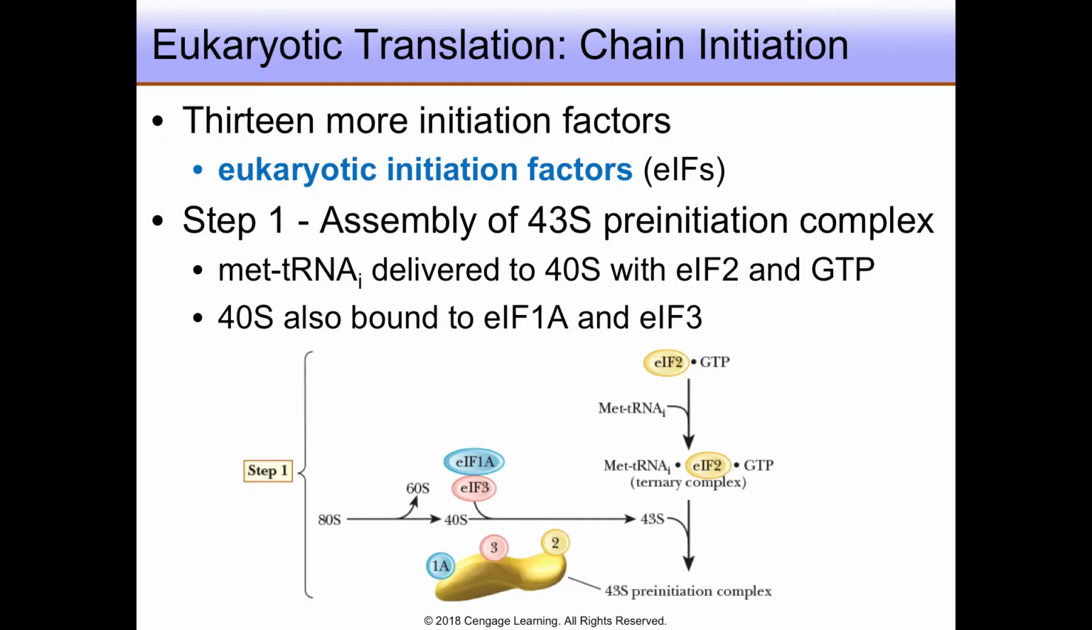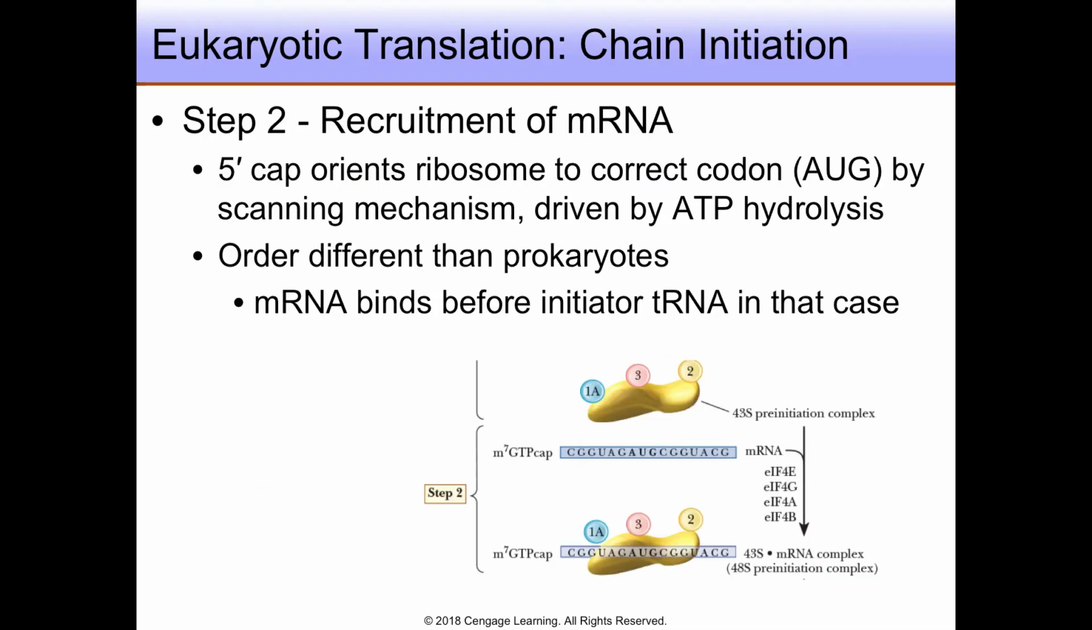The first step in this process is the assembly of the 43S pre-initiation complex, shown below. Factors eIF1A and eIF3 are bound to the 40S small subunit. The initiator tRNA is delivered to the 40S subunit by eIF2 bound to GTP. Note that in eukaryotic systems, the first amino acid is an unmodified methionine.